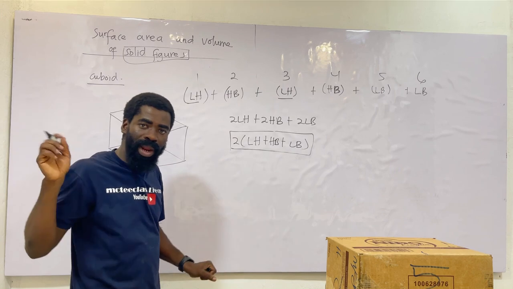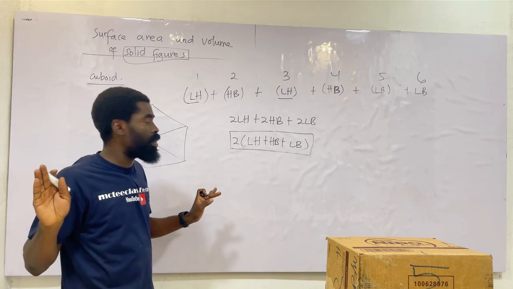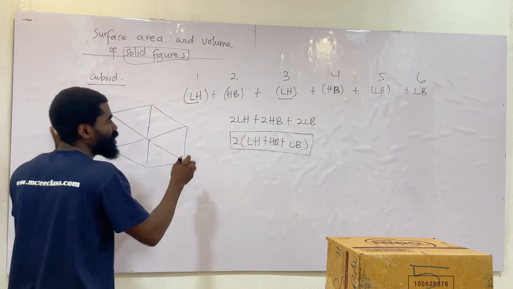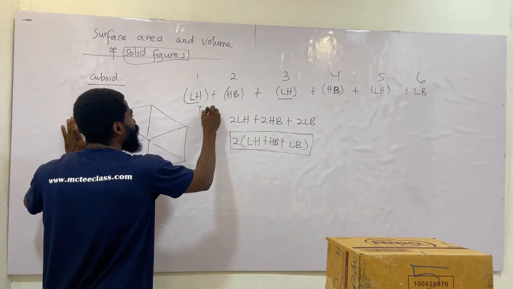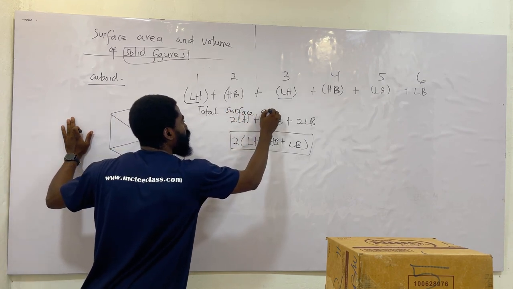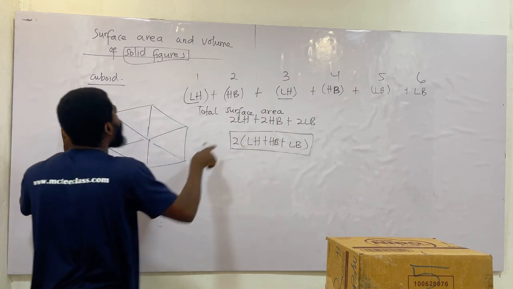If it's 5 faces, take 1 out. Any of them out, you'll be fine. You get it correct. Okay, that's what I'm saying here. Good. So this is the total surface area. Let me put it here: the total surface area of the wall of the cuboid.